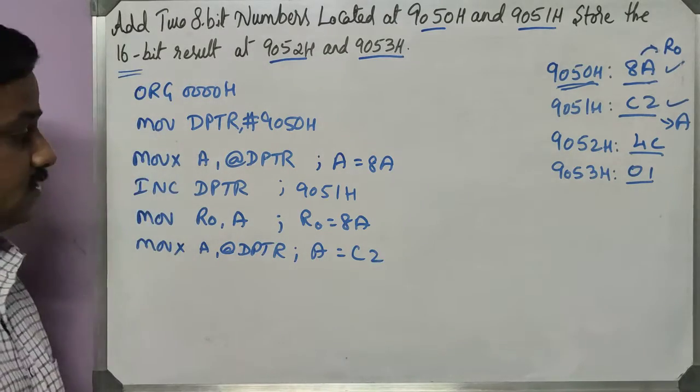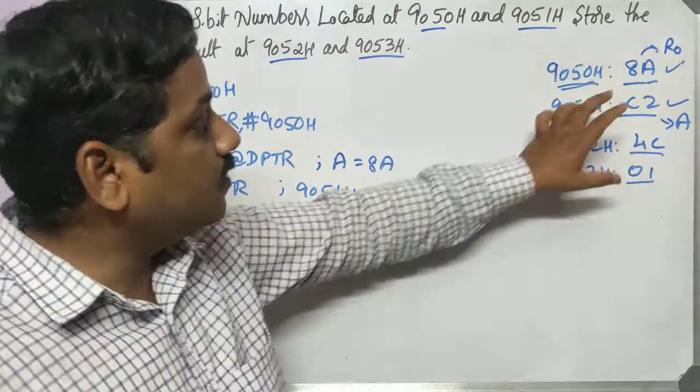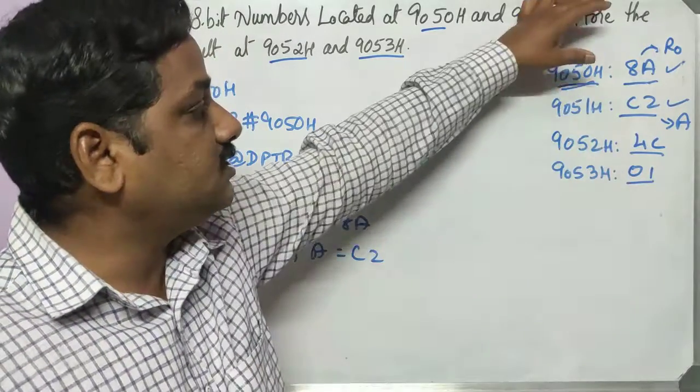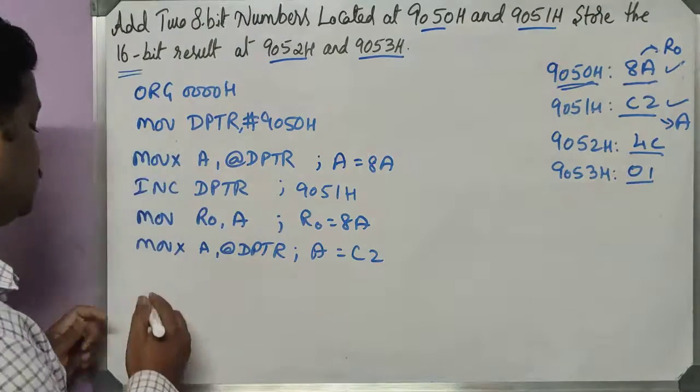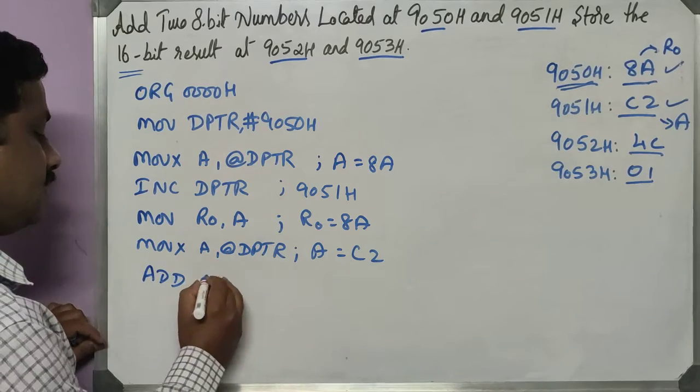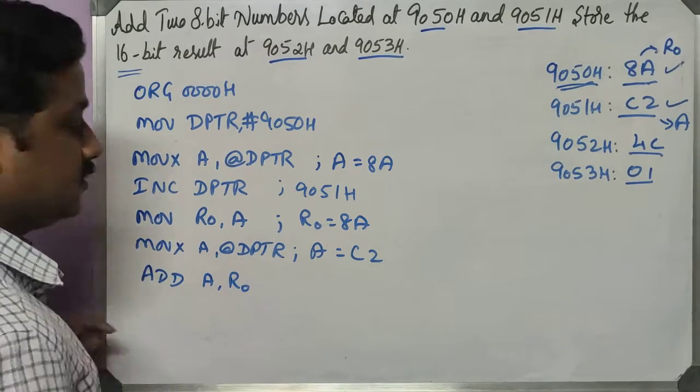Now let's see what next. We got up to this. We got these two pieces of information in the register and the accumulator. After this, just add it. ADD A comma R0.